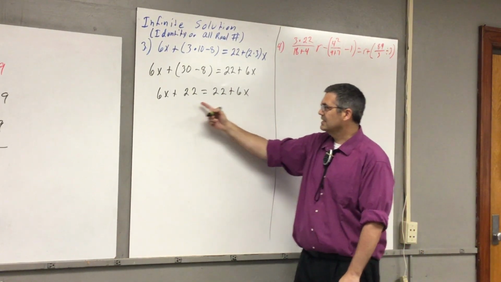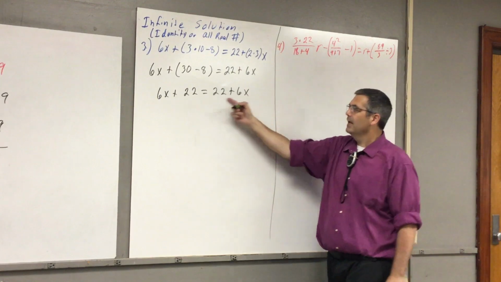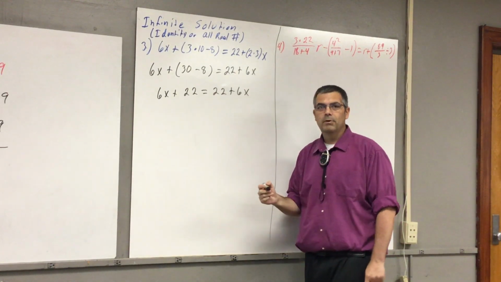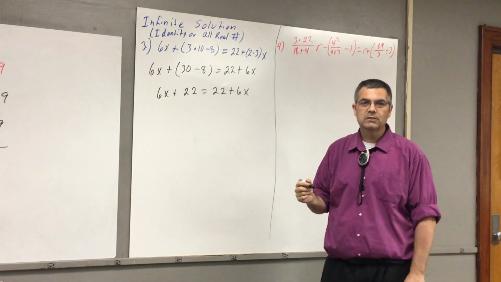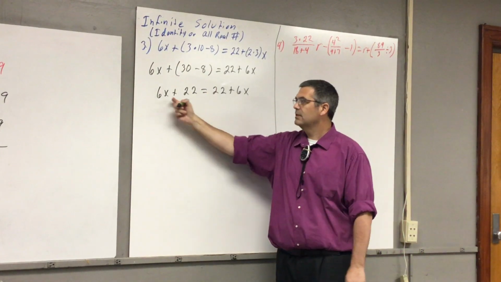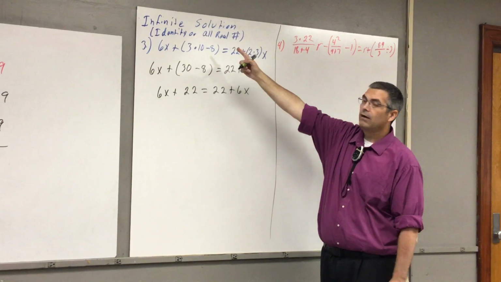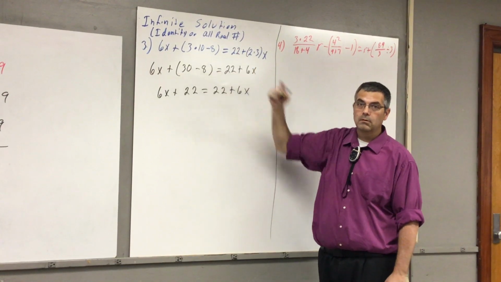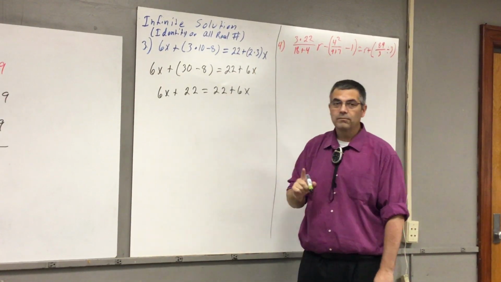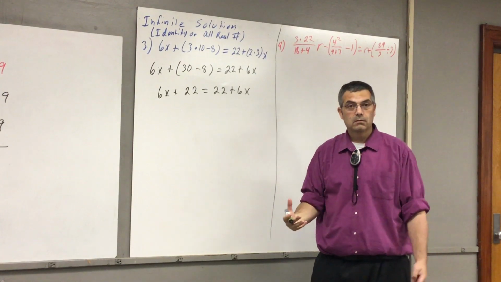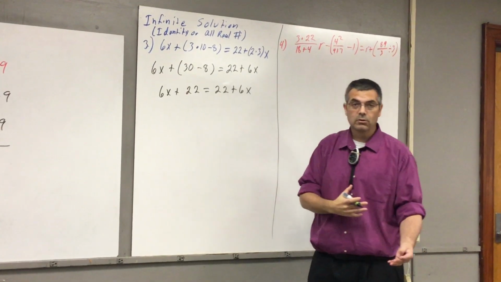This is exactly the same thing as this. Yeah, this is switched around, but remember your commutative property, you can switch those. When this side is exactly the same as this side, you have infinite solutions. Okay? I'm going to go ahead and solve this out just so that you can see what it could look like.